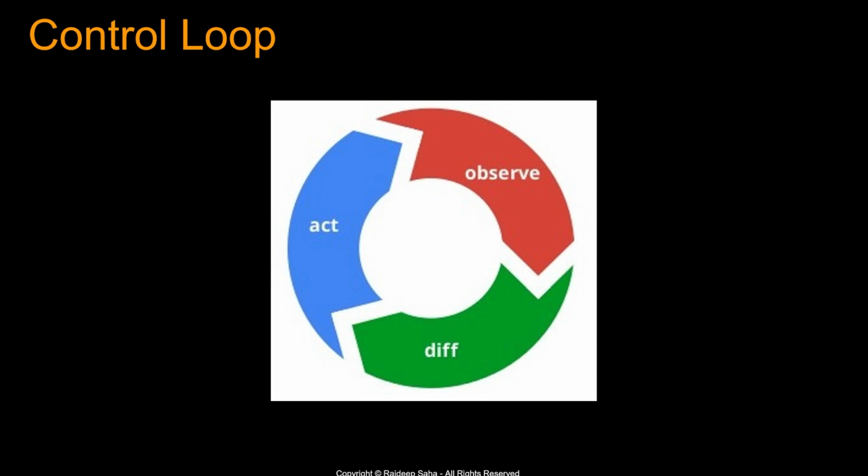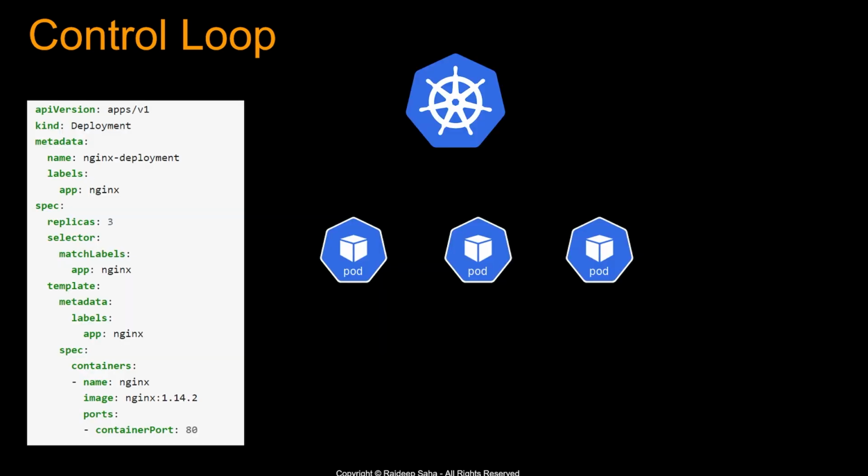This control loop observes the state of the current cluster, sees if there's any difference from the desired state, and then acts on it. So for example, if you have a deployment file with the replica specified as 3, and then one pod goes down, the control loop observes that the desired state of the cluster, which is 3, deviated from the current state, which is 2 pods, and then it is going to spin up another pod.